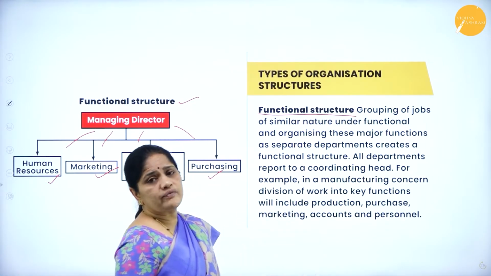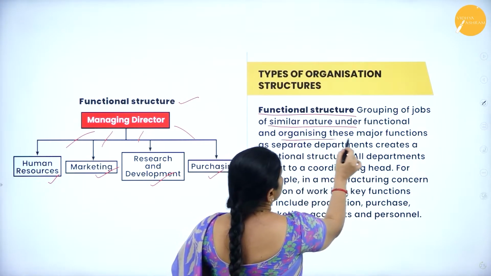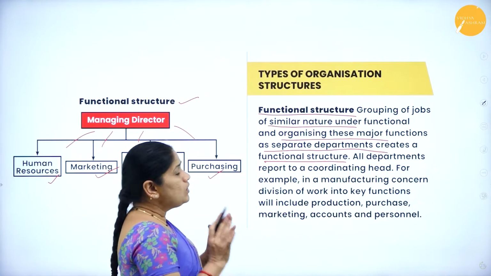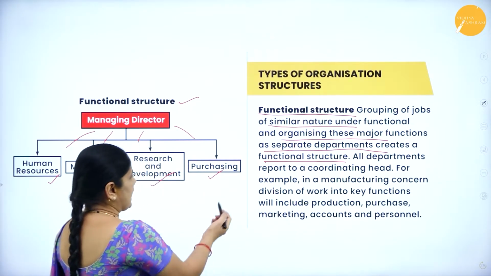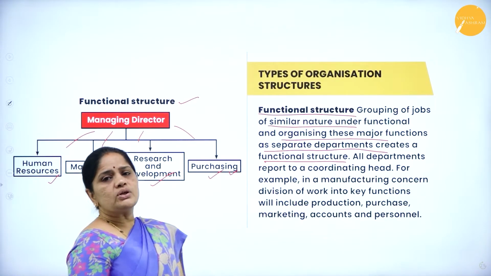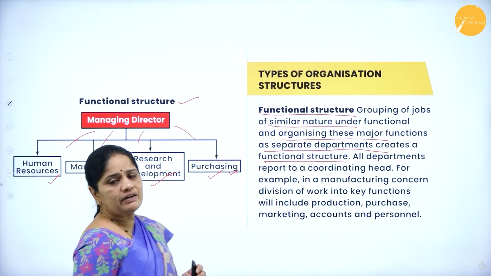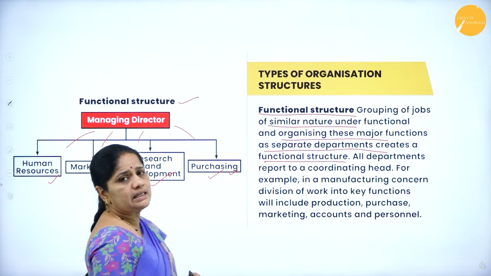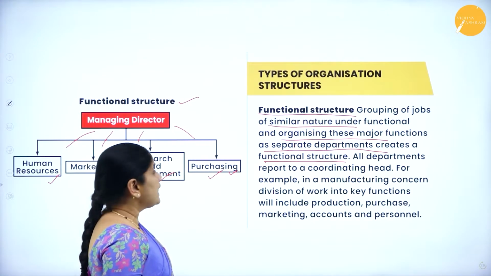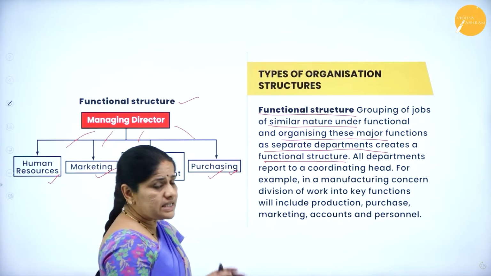Now, let us look into the meaning of the word functional structure. Grouping of jobs of similar nature under functions and organizing these major functions as separate departments creates a functional structure. Now, grouping of jobs. So, you are grouping the jobs. As I told you earlier, all purchases will be handled by the purchasing department, and all research and development jobs, the persons who are engaged in research, will be in this department. All marketing related activities will be handled by the marketing department, and HR related. So, whether it is recruitment of people or promotion, transfer, everything will be decided by the HR department. So, you are grouping the jobs based on the functions performed by that particular set of people.